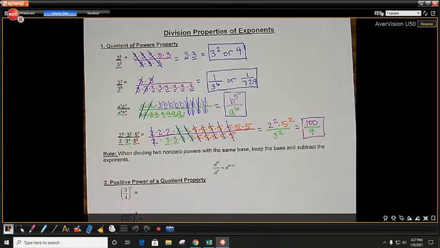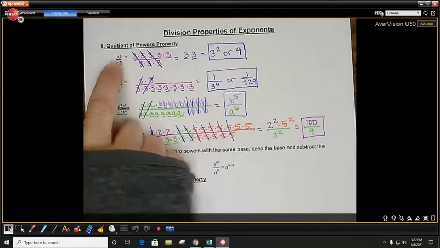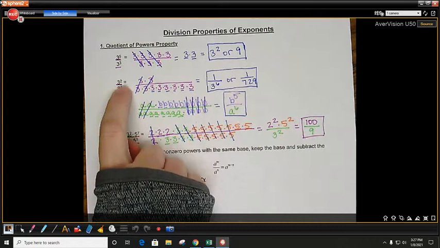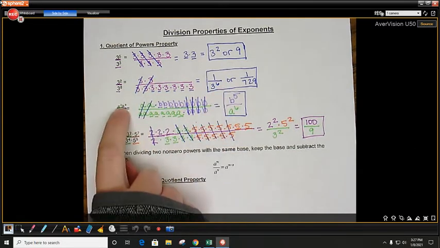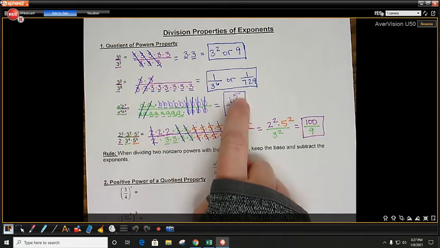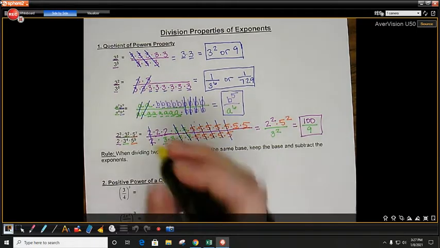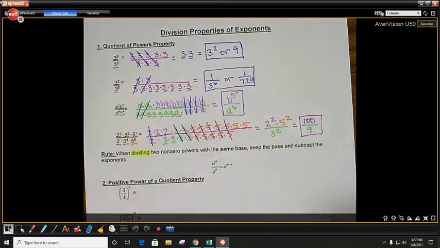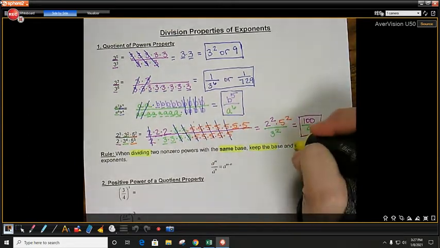So if you noticed, I had a 5 and a 3 as my exponents. My answer was a 2. I had a 2 and an 8 as exponents. My answer was a 6. A 9 and 4, my exponent was a 5. So hopefully you're noticing that when dividing things with the same base, you're going to keep the base, but you're going to subtract the exponents.